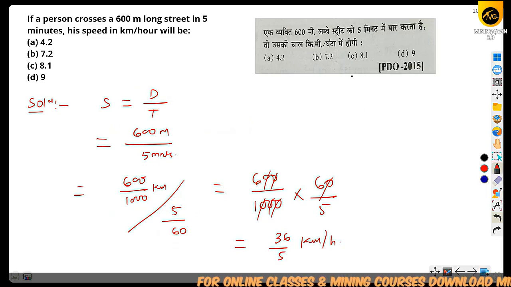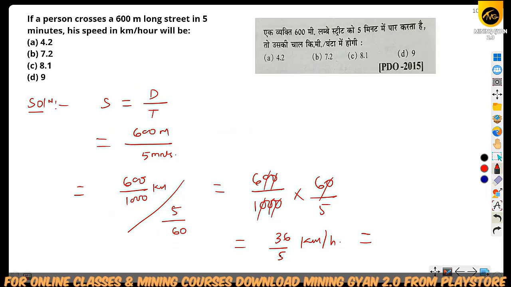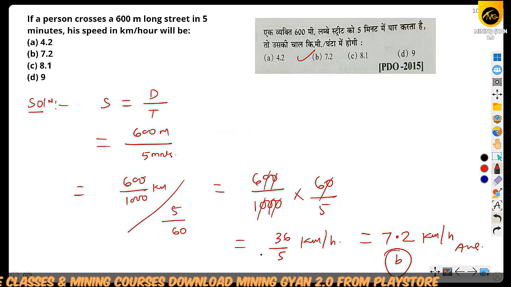But the answer is in the form of decimal, so just solve this. 36 divided by 5. So 5 ones are 5, 5 sevens are 35, 1 is left, that means 0, so it will be 2. So 7.2 kilometer per hour is the correct answer. That is option B. So the major challenge to solve this type of problem is the unit conversion, and there is no difficulty to solve or get the correct answer. So always be careful when converting units.